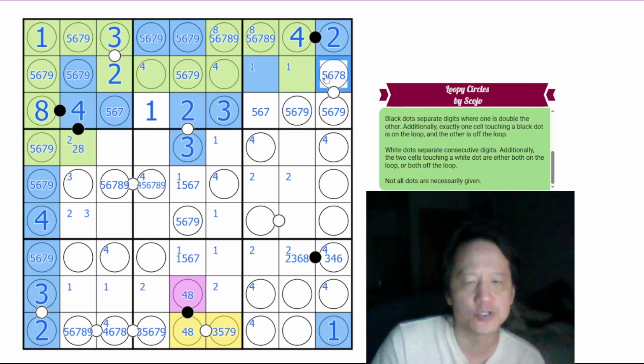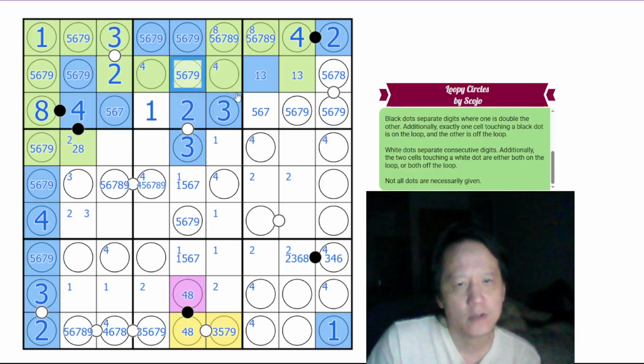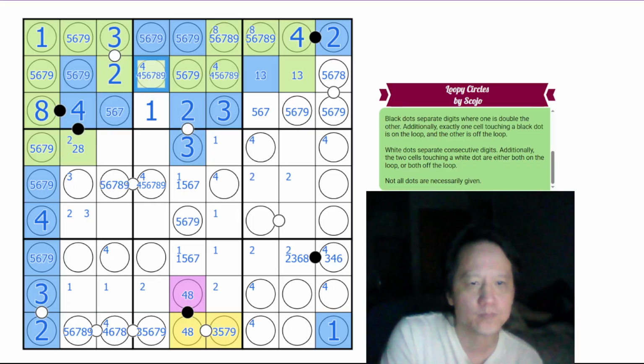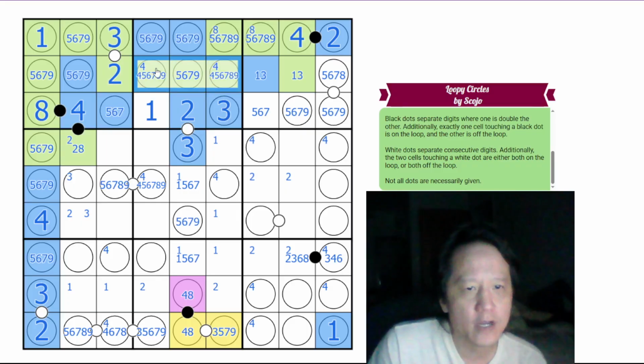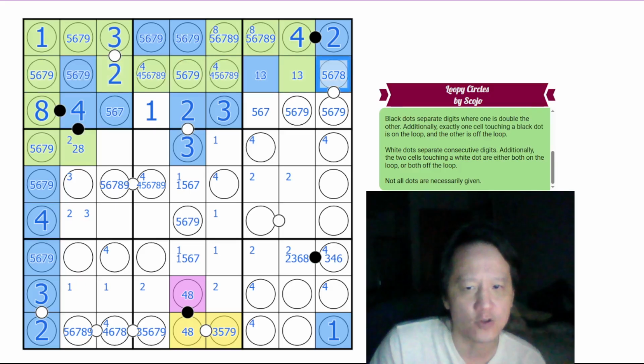That means where's 3 in box 3? It has to be here. So this is a 1, 3 pair. And this is 4, 5, 6, 7, 8, 9 on the loop. We have 3 digits on the loop here. We need another digit that's off the loop. So this has to be off the loop, which means this is off the loop. So this must go that way.